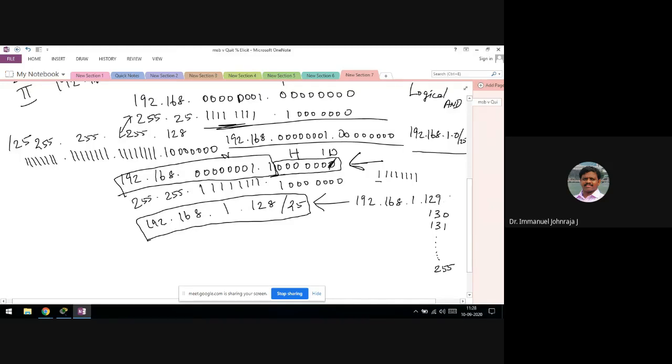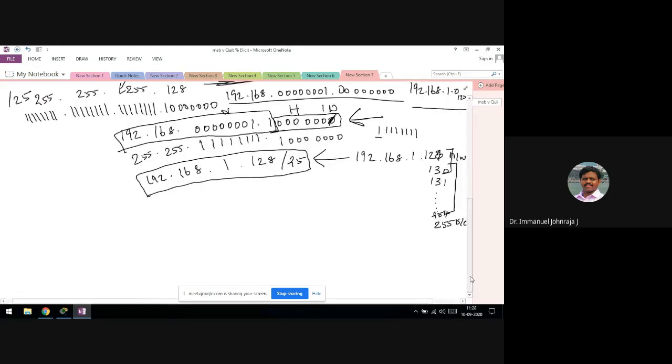Now, this is the network address. This is the broadcast address. This whole range till 254. Actually, 128 is the network address. This is the first usable address. So from 129 till 254 is the usable host address. To make your understanding still better, I'm going to write both the networks separately.